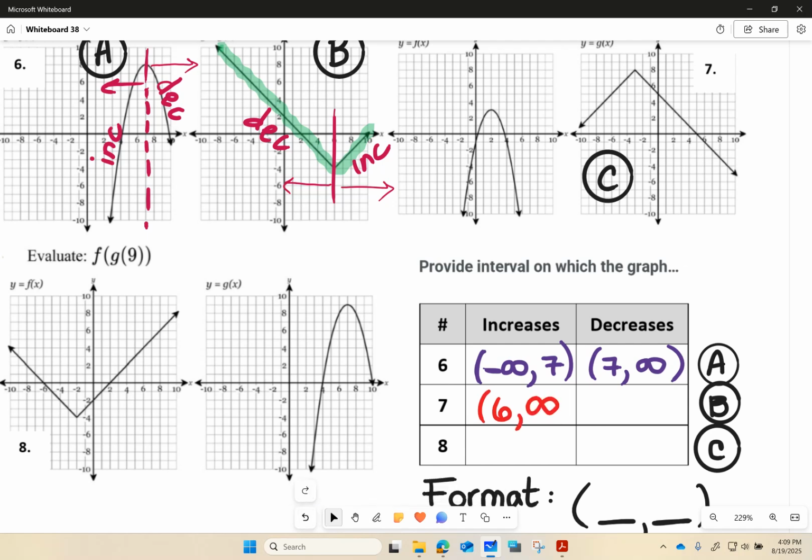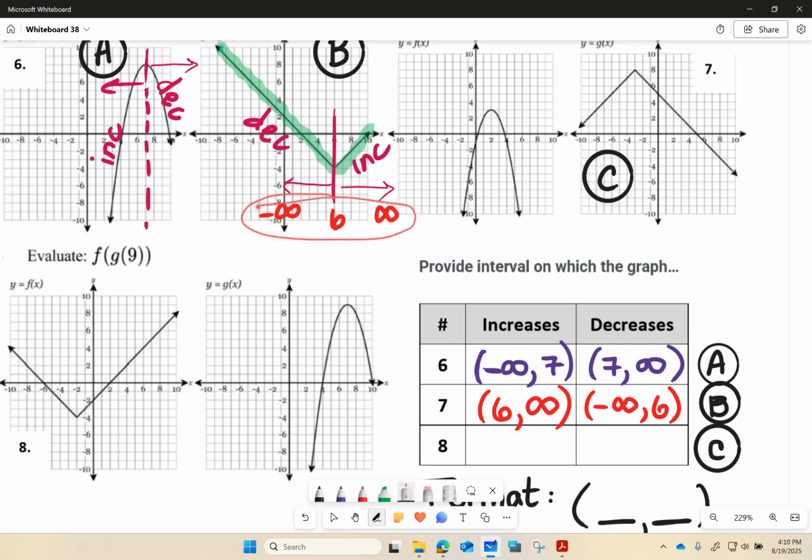Where did it decrease? So see 6 to the right. This is negative infinity. Where did it decrease? It decreased from negative infinity, comma, to 6. So notice here, if you just look and use these numbers here, that's all you're doing. You're just using these. So negative infinity to 6 was decreased. 6 to positive infinity increased.